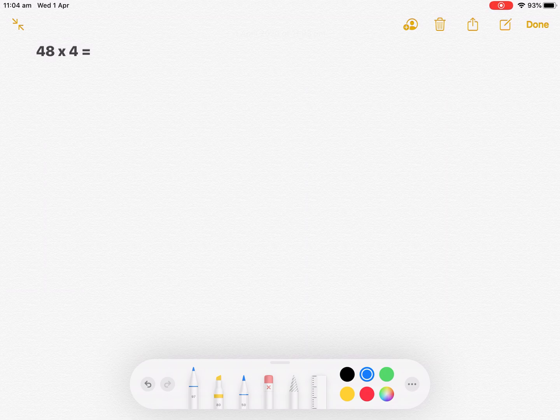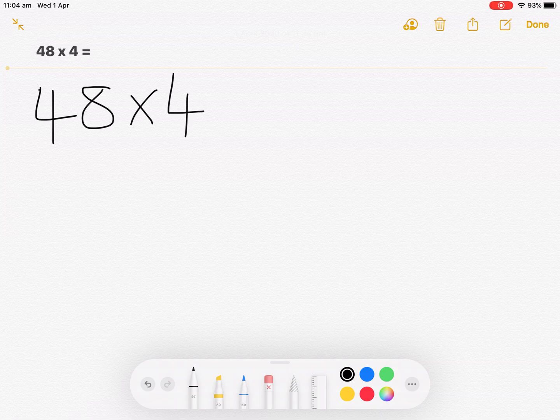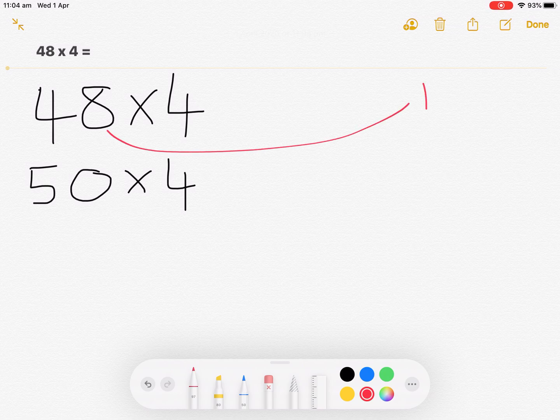So what I'm going to do here is write out my problem. Now, if I change it to 50, I need to keep this note here that what I've actually done, I've added on 2.